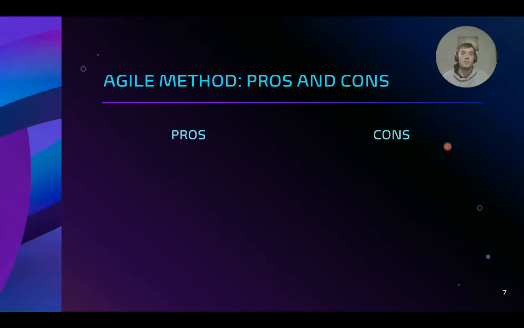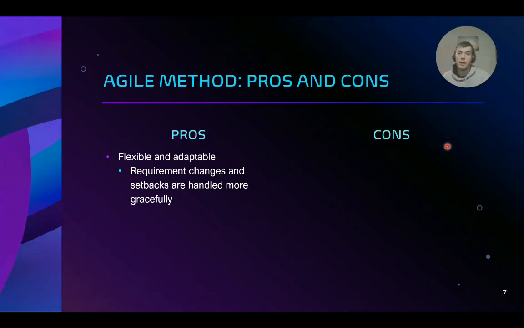Let's look at some pros and cons for Agile. The biggest pro and the reason that Agile exists is because it's flexible and adaptable. And so it's going to lead to greater customer satisfaction because they're going to have more control over changing requirements and they're going to have more communication with the team. It also means that setbacks are able to be handled more gracefully.